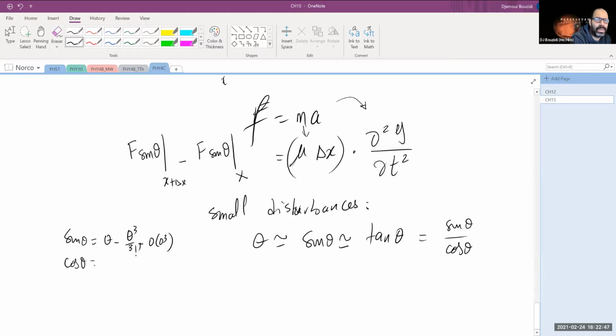Whereas cosine theta is going to be 1 minus theta squared over 2 factorial, plus the next term, theta to the power 4 over 4 factorial, and so on and so forth. Terms of the order of theta cubed, again, I'm neglecting them. So when theta is very small in radians, sine theta is actually equal to theta because this is negligible, and cosine theta is equal to 1 because this is negligible, and tangent theta is just going to be theta over 1, which is just theta.